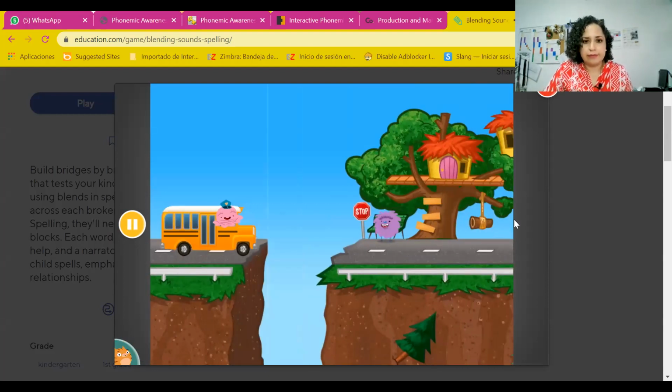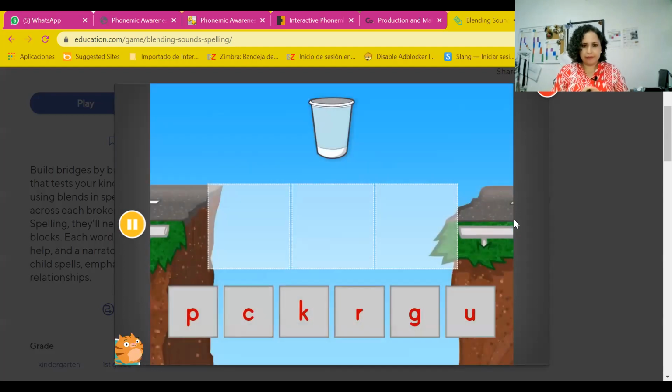The bridges are out, and everyone needs to get to school. Fix the bridge by creating words. First, click on a letter, then move it to the box where it belongs.